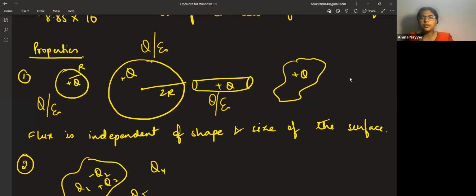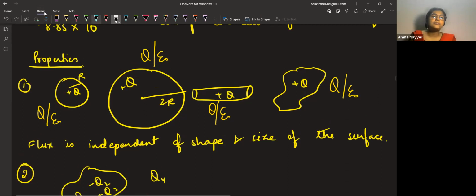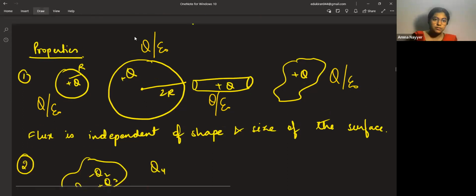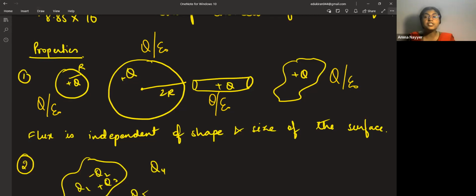For just a random sphere, this random surface, the flux will be Q by epsilon naught. So flux does not depend upon the different sizes or shapes. It just depends upon the charge enclosed.